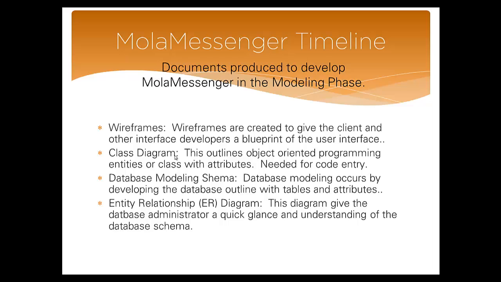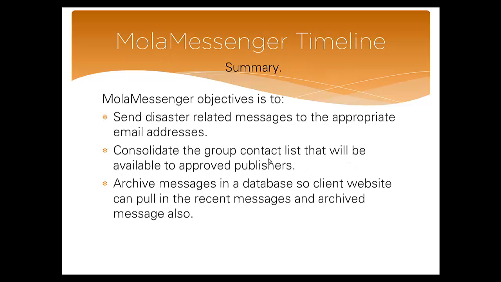Class diagrams are diagrams of the classes within the application. Database modeling schema: the database modeling basically outlines the tables and attributes of the database, so anybody who comes in can actually work within the database, and if they look at the modeling schema, they'll understand how the database works. The entity relationship, or ER, diagram is a diagram to give the administrator a quick glance and understanding of the database schema. So once you look at the database ER diagram, you kind of know how things fit. You see how tables work with each other, the relationships with each other, and how they interact, the foreign keys and the primary keys and so forth.